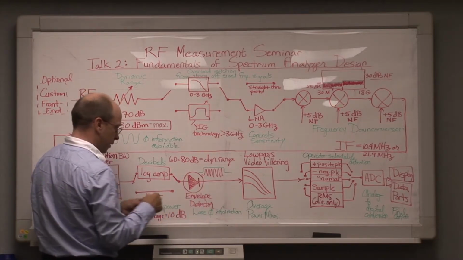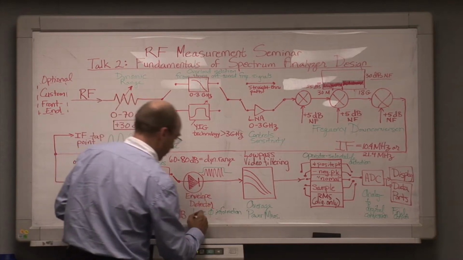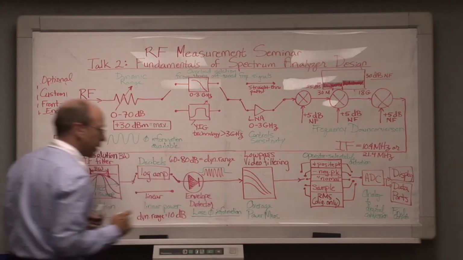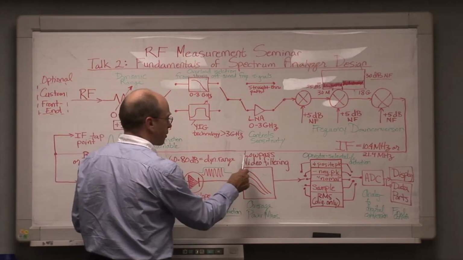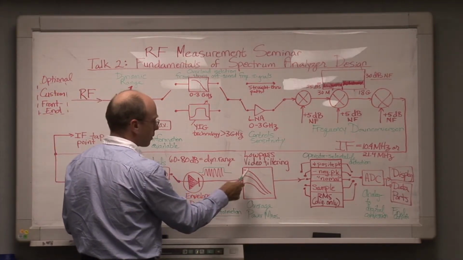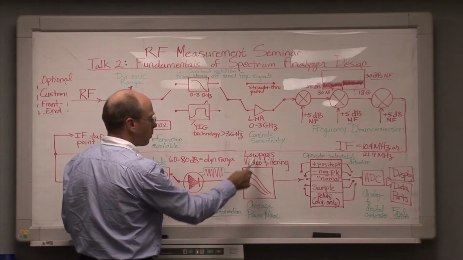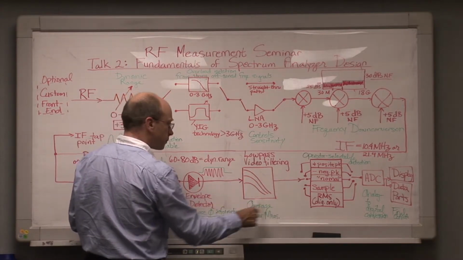This is where we lose the phase information. We lose the phase information in the waveform, and we go to a spectrum power envelope. Then we pass through, especially in analog designs, although it's still available in digital designs, a low-pass video filter stage.